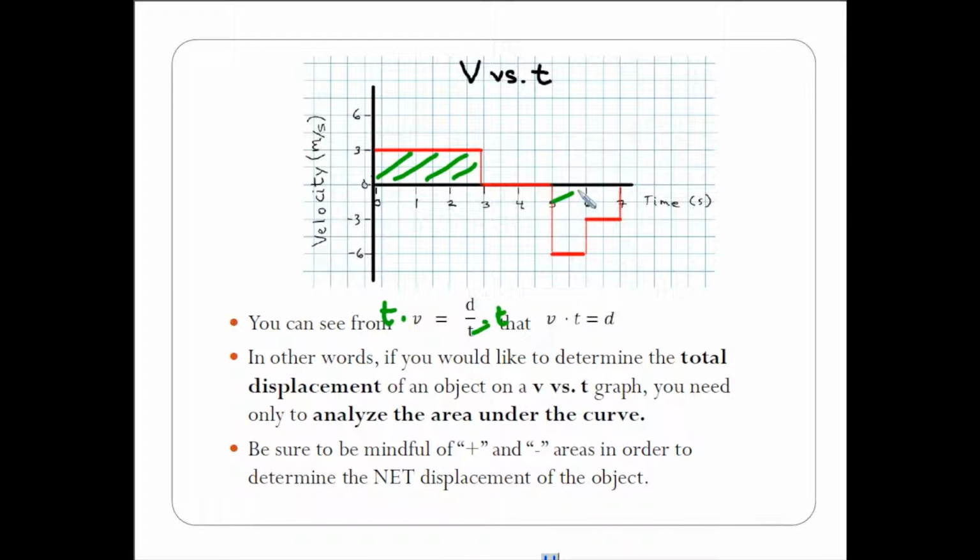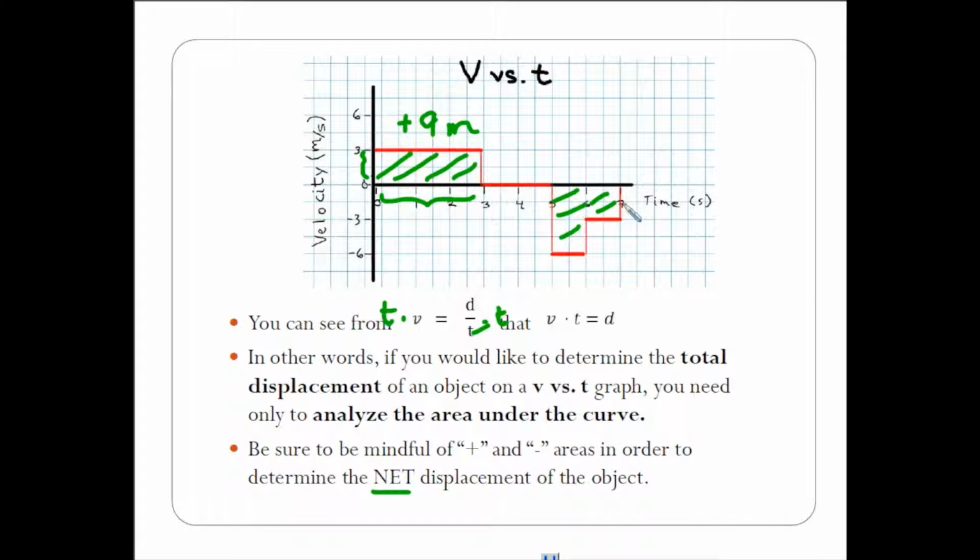But it's important to be mindful of positive and negative areas in order to determine the net displacement of an object. For example, from 0 to 3 seconds, the area under this curve is 3 meters per second multiplied by 3 seconds. In other words, the area of this has a magnitude of 9 meters. And it's a positive 9 meters, so our displacement is going to be positive. It is above the 0 axis.